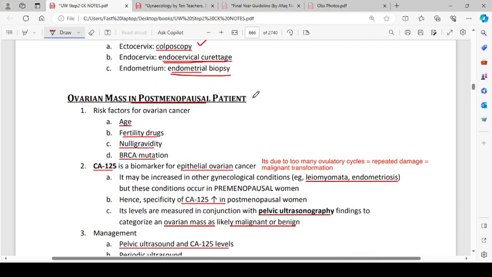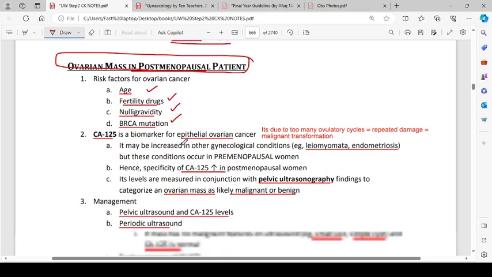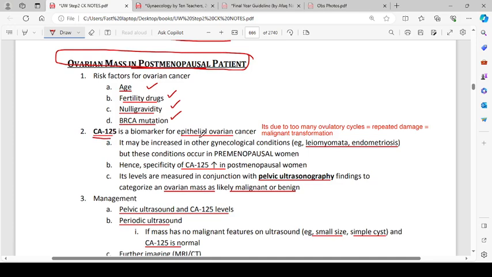Ovarian mass in the post-menopausal patient. Risk factors for ovarian cancer are age, fertility drugs, nulligravidity, and BRCA mutations. CA125 is a biomarker for epithelial ovarian cancer. It's due to too many ovulatory cycles, repeated damage, and malignant transformation.